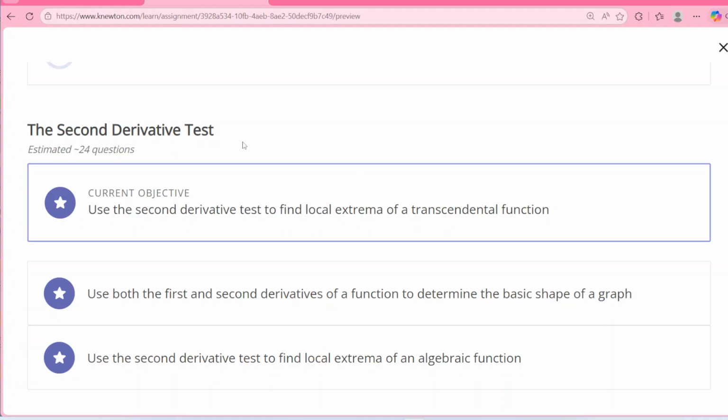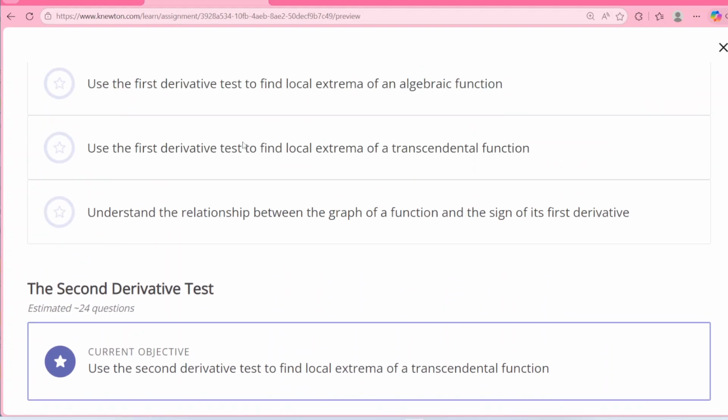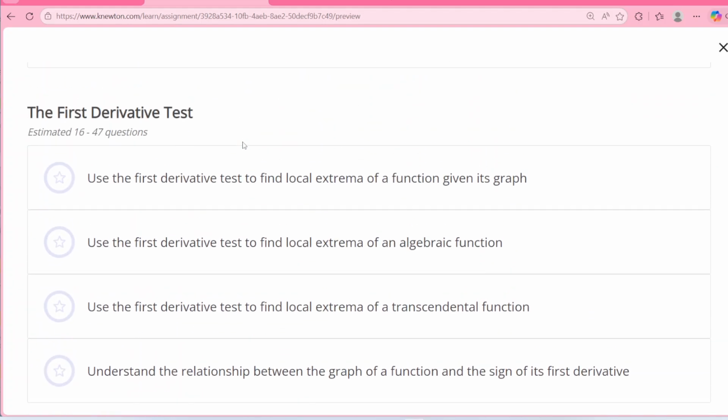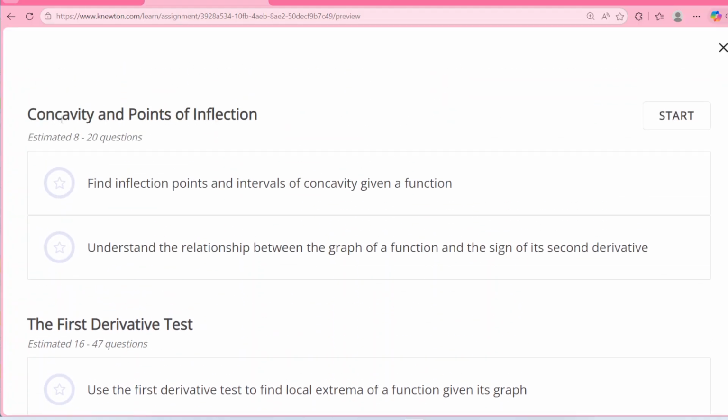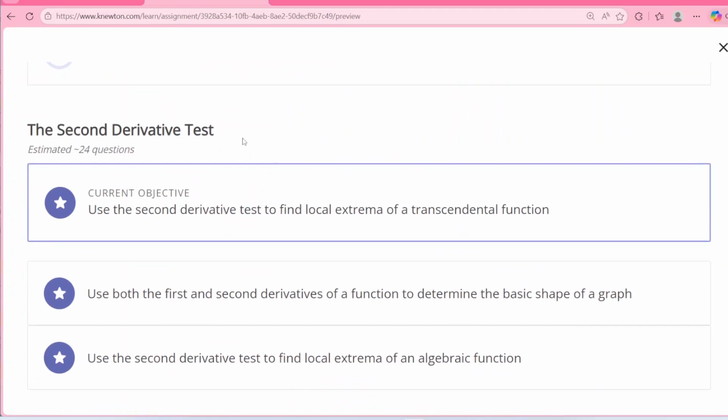So again, this was part 3 of the videos on this assignment. If you want to look at problems I've done from the first derivative test, go back and look at the part 1 video I made. And if you want to look at the concavity and points of inflection questions that I received, go back and look at part 2.